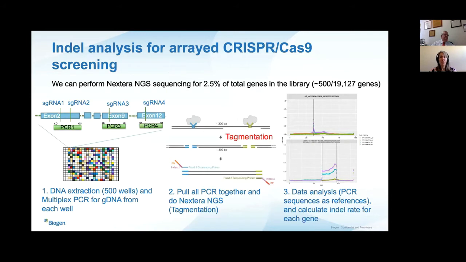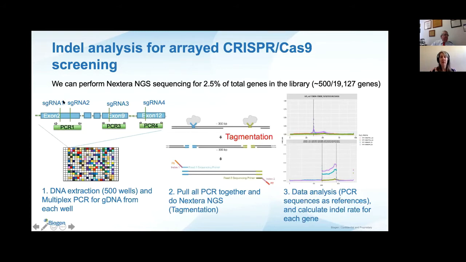So what we do here is actually a pooled indel analysis. Prior to this, we were doing standard Sanger sequencing, TIDE analysis to look at gene knockdown efficiency. And we wanted something that would be much higher throughput. So what we actually developed was this Nextera NGS approach, where we have amplicons. These need to be 1 to 2 kilobases so that they can work with this tagmentation approach.